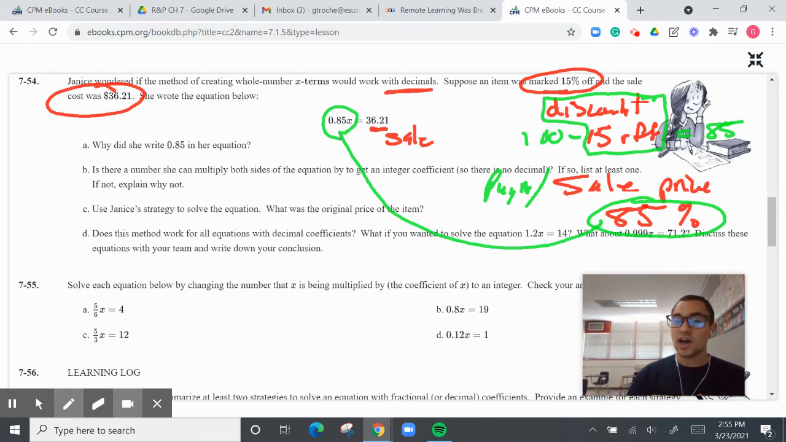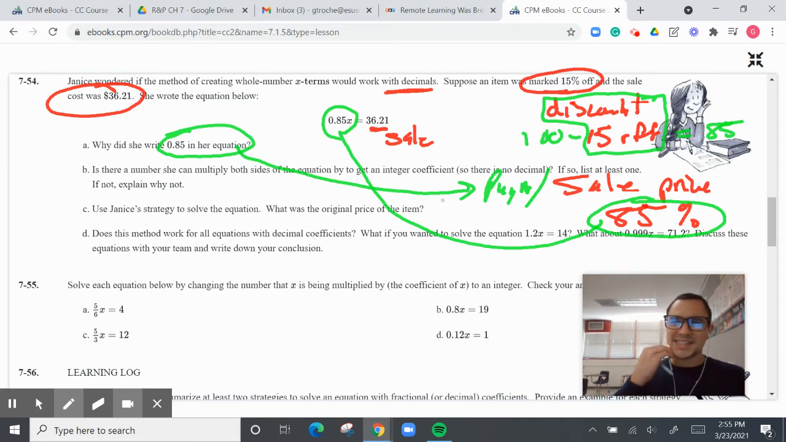85% of what? Well, that's the x, and that's what we're going to go about. So why did she write 85 in her equation? Because that is the sale, or the markdown price, or what you're going to pay. All right, so make sure you have that. I'll write that down.